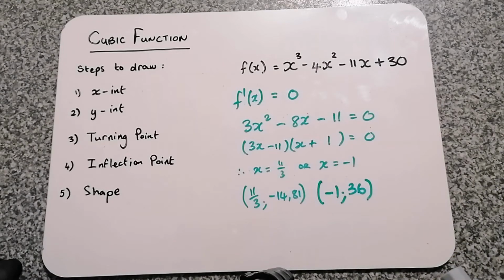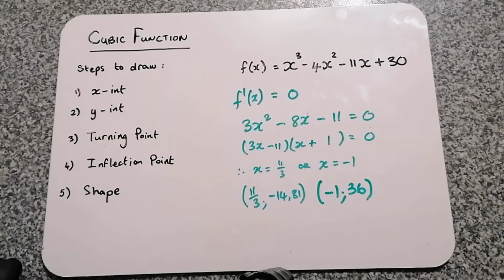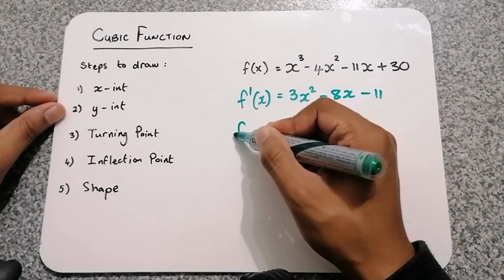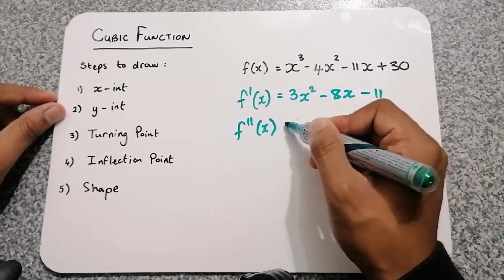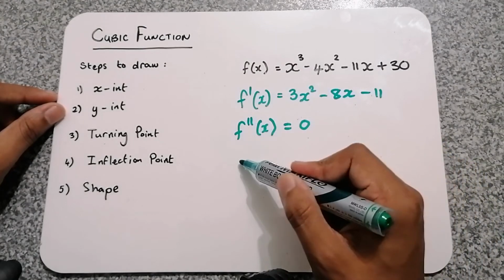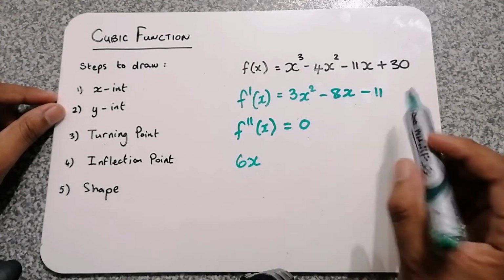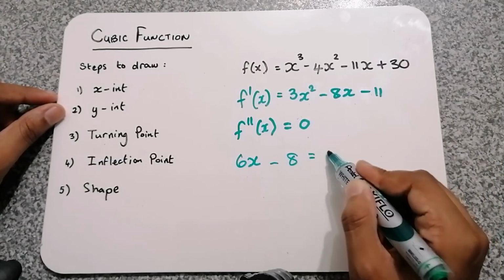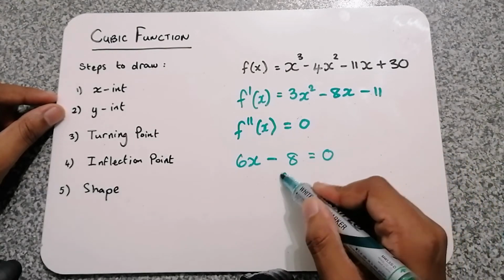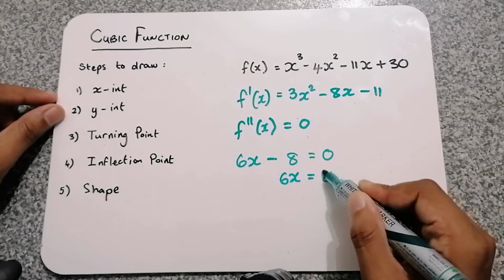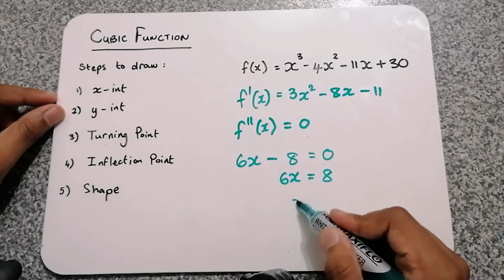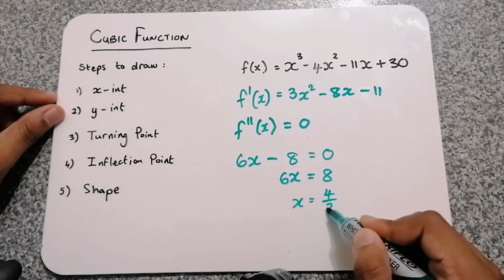So now I just need to work out my inflection point and then I'll go ahead and draw my graph. Okay, so I now need to take my second derivative and make it equal to 0. So I'm going to derive this once more. 3 times 2 gives us a 6x, and then we're just left with a -8, the 11 falls away. Now I'm going to solve for x by taking the 8 across, and then I'm going to divide by 6. So 8 divided by 6, if I were to simplify that, I'd get 4 over 3.